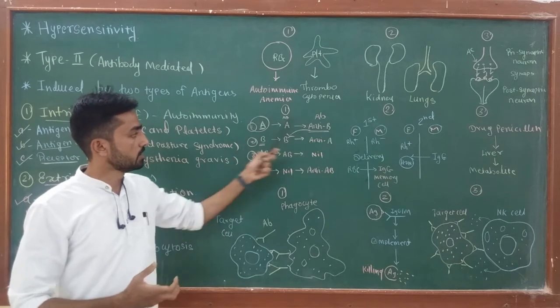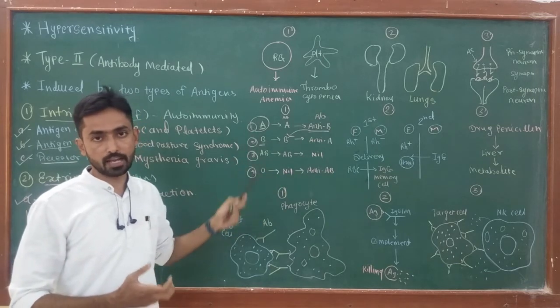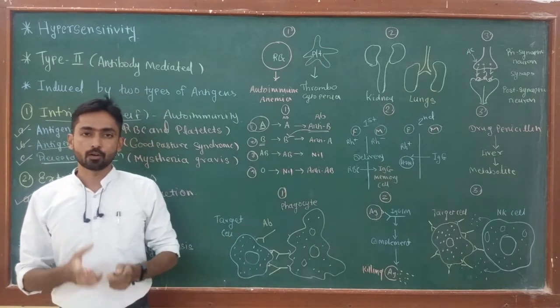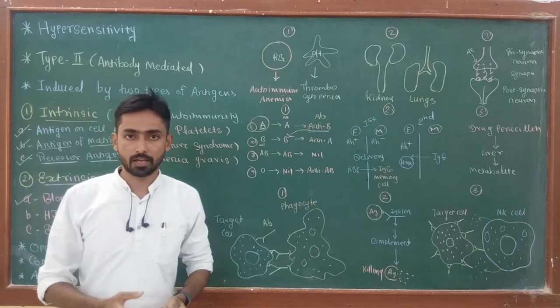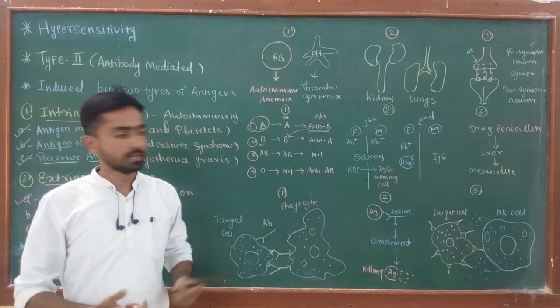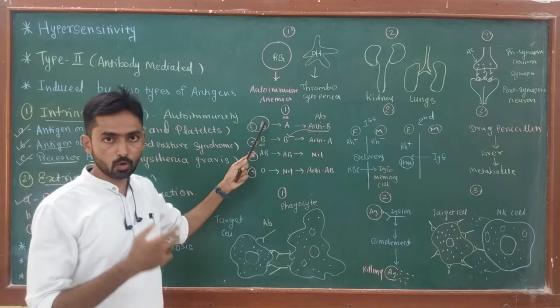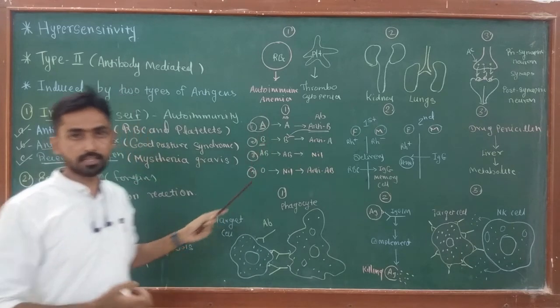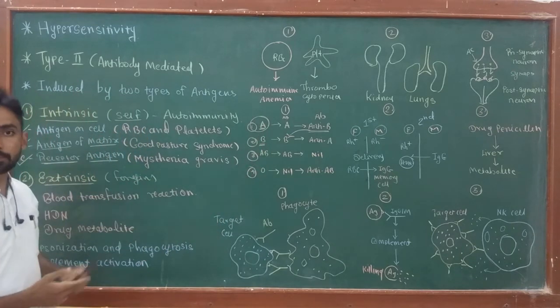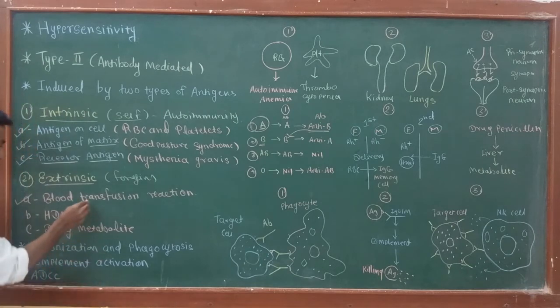The only treatment for this type of wrong transfusion reaction is avoiding or terminating the transfusion as early as possible. Okay, the reaction that occurs due to wrong transfusion is an example of type 2 hypersensitivity. Okay, this is all about the first, that is the blood transfusion reaction. The second extrinsic antigen example is HDN, that is hemolytic disease of the newborn.